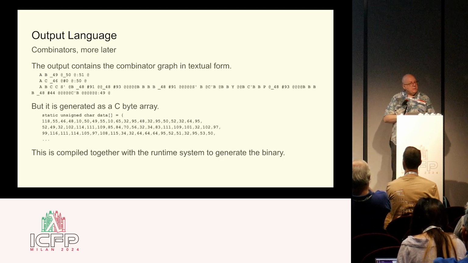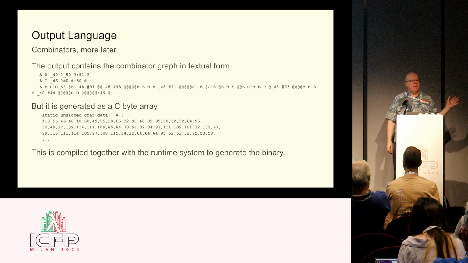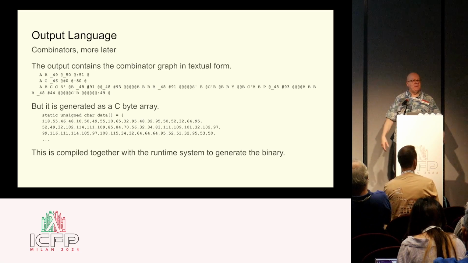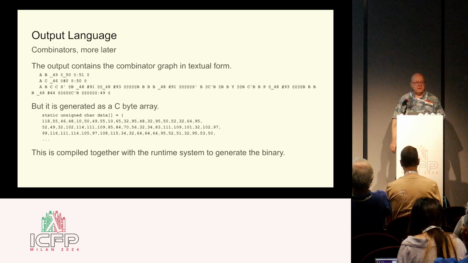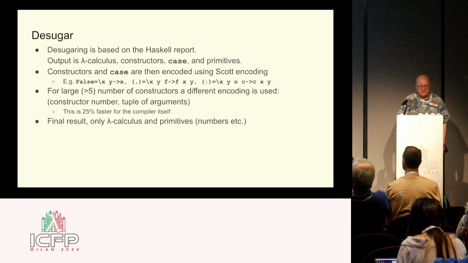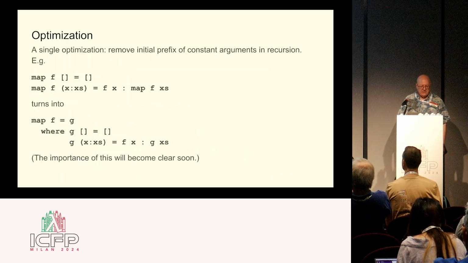There's no pre-compiled object code for the runtime system or something like that. Every time you compile a program, it compiles the runtime system again. C compilers are so fast. Another 10,000 lines of C code, I mean, that's nothing. Okay, I'm going to skip all these things.